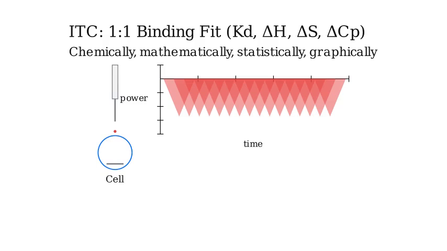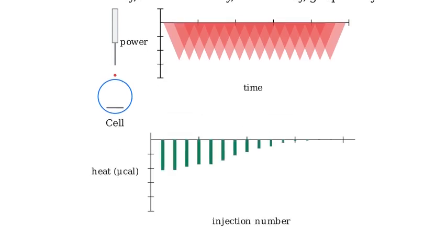The calorimeter integrates the power peaks to yield the heat released in each injection. On an exothermic binding, each bar is typically negative heat in microcalories. We also track the molar ratio of ligand to macromolecule as the titration proceeds.